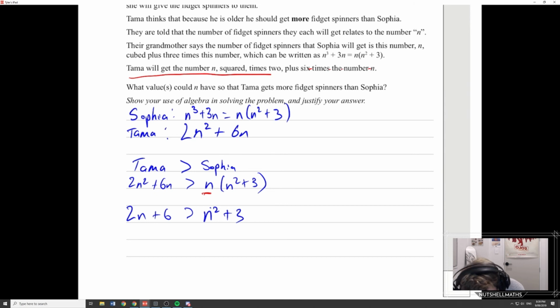Good. So we've got this here. Let's rearrange to make it 0 because that's what quadratics want. Right? So let's move all of this stuff to the other side. So we have 0 equals n squared plus 3 minus 2n minus 6. Because I've subtracted and subtracted. So n squared, I'm just going to write it in this order. And I've got 3 minus 6, which is going to make minus 3.